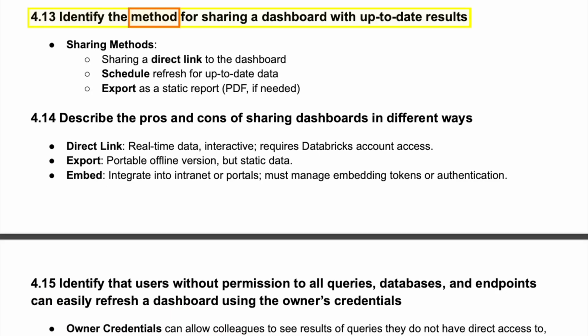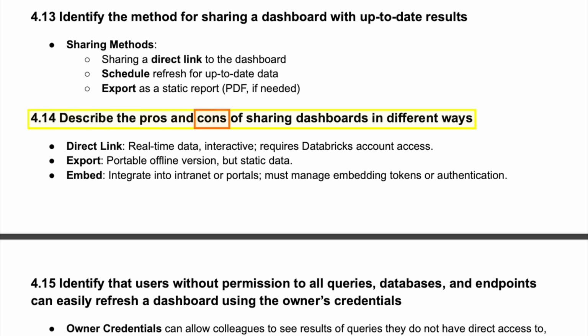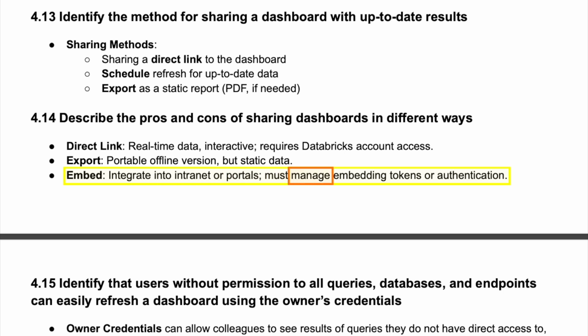4.13 Identify the method for sharing a dashboard with up-to-date results. Sharing methods. Sharing a direct link to the dashboard. Schedule refresh for up-to-date data. Export as a static report (PDF) if needed. 4.14 Describe the pros and cons of sharing dashboards in different ways. Direct link. Real-time data. Interactive. Requires Databricks account access. Export. Portable offline version, but static data. Embed. Integrate into intranet or portals. Must manage embedding tokens or authentication.